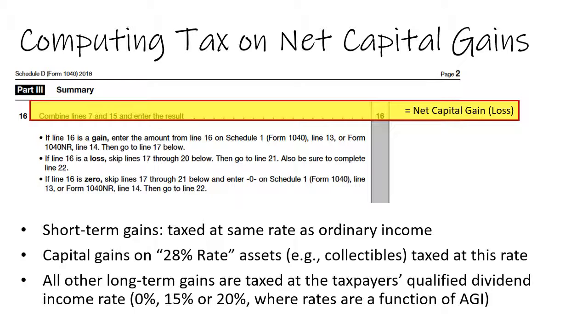In total, capital gains are the net of short-term gains and losses and long-term gains and losses. Short-term gains are taxed at the same rate as ordinary income. Capital gains on 28% rate assets or special collectibles are taxed at a 28% bracket. All other long-term gains are taxed at the taxpayer's qualified dividend income rate. These range from 0 to 20%, and the qualified dividend rate is a function of one's adjusted gross income.